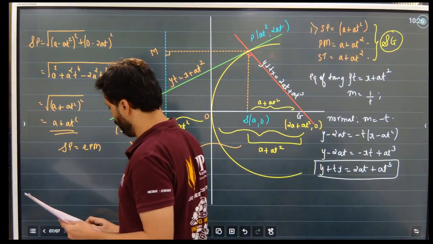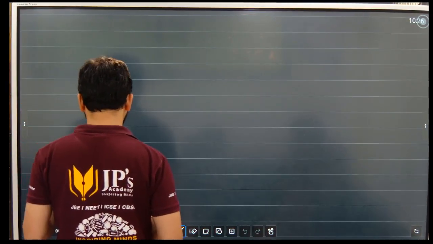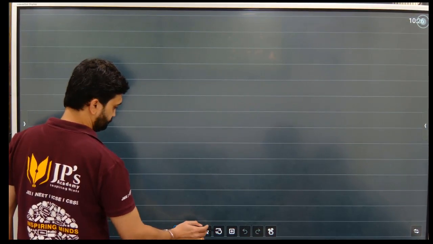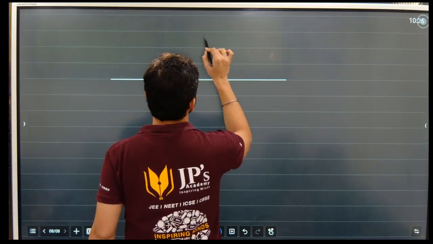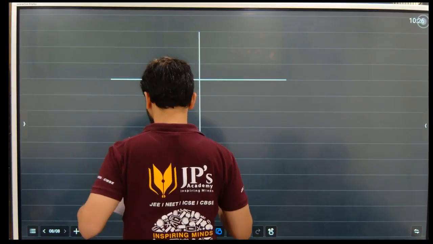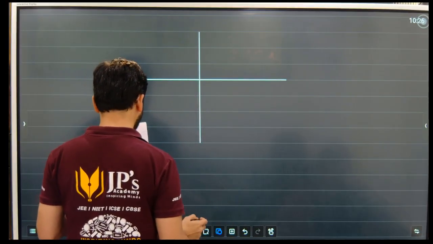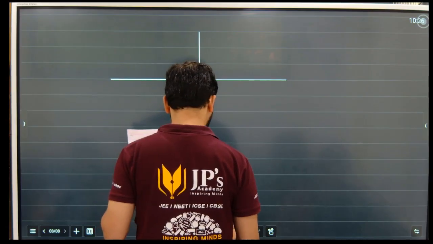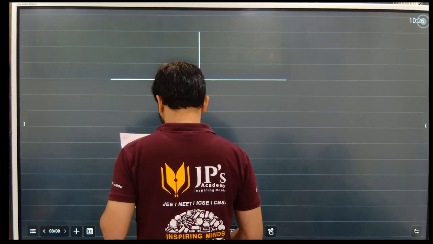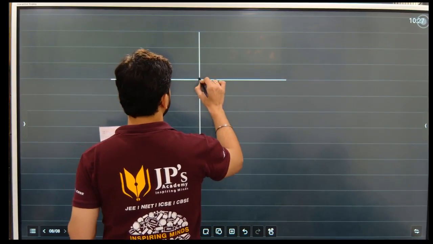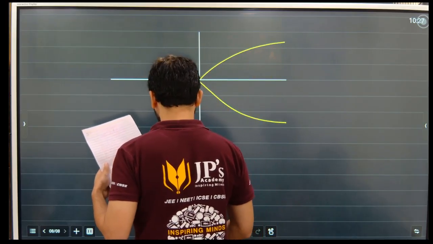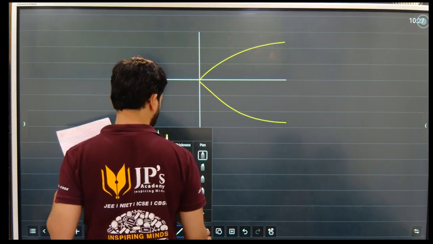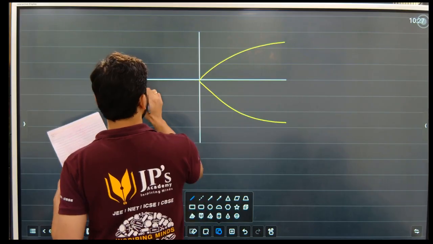Tangent drawn at P cuts the axis at T, and normal at P cuts the axis at N.